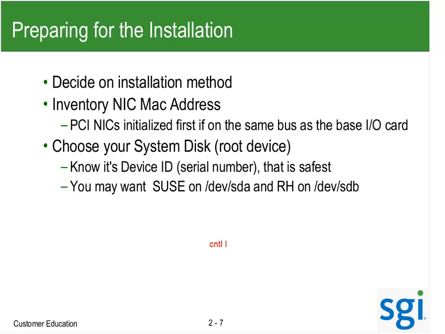The other thing you want to know are your NICs and the MAC addresses for them, because you're going to be wanting to watch the IP address or the MAC being presented to a DHCP server. And also choose your system disk. If you have IS-220s attached or something like that, they might show up as sda and sdb. Make sure you know the serial number of the disk that you're going to boot from, referred to as the device ID. I'll show you that serial number later.